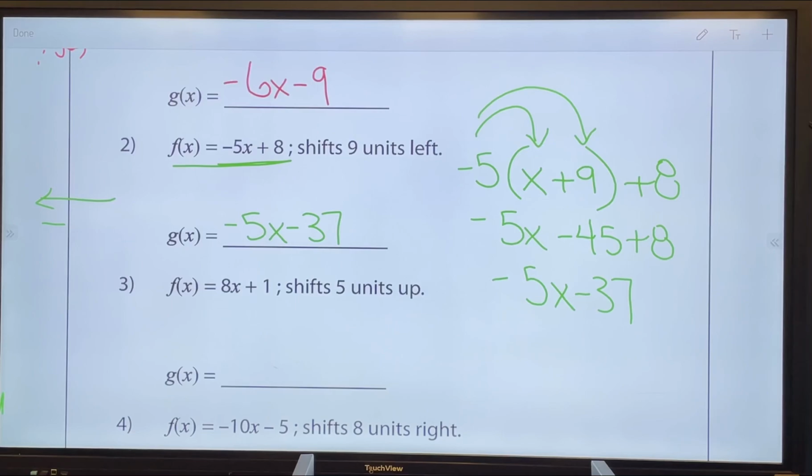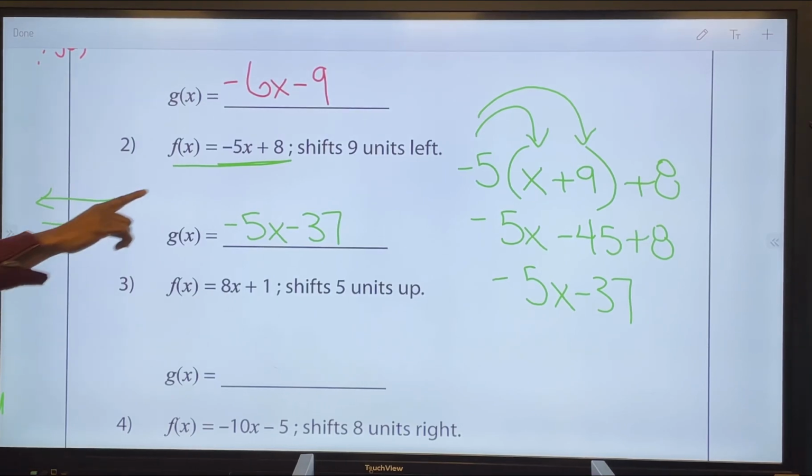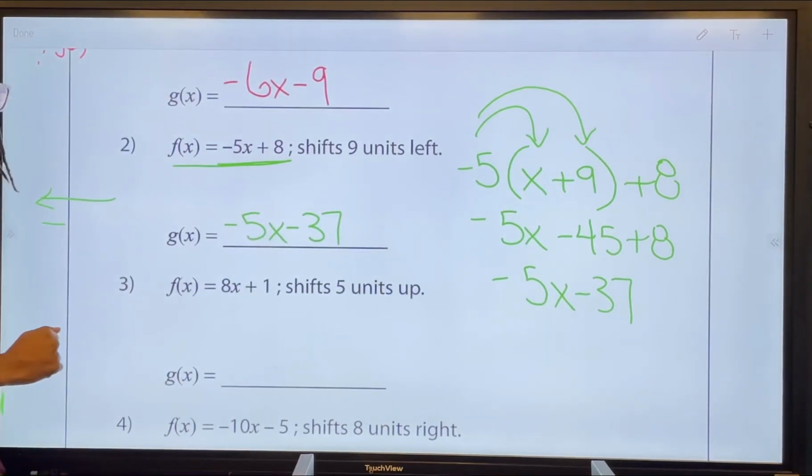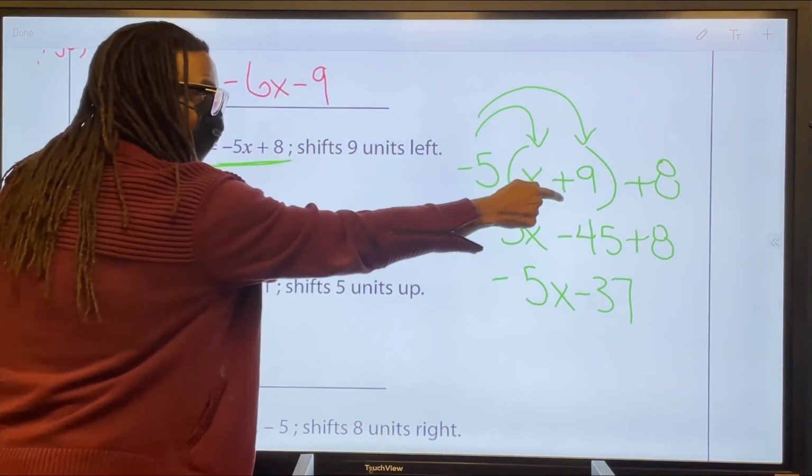Remember, when we're dealing with the x values, it's like flying an airplane. Down is up, up is down, just with the x value. So if it's negative, you gotta be positive. If they're telling you to be positive, the answer is negative. That's only when they're telling us go left and right. So if you had to shift 9 units to the left, that means you had to add 9 to this equation. So it was -5 times x plus 9, plus 8.